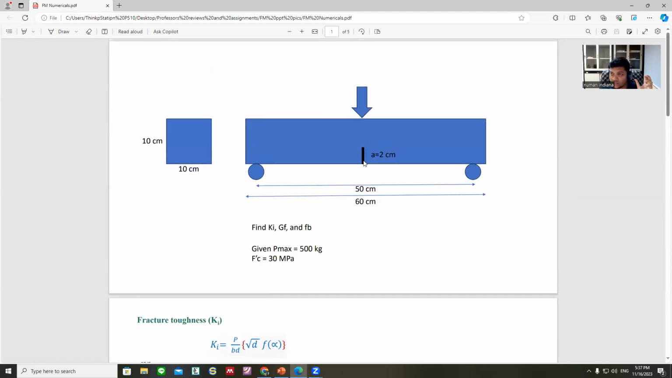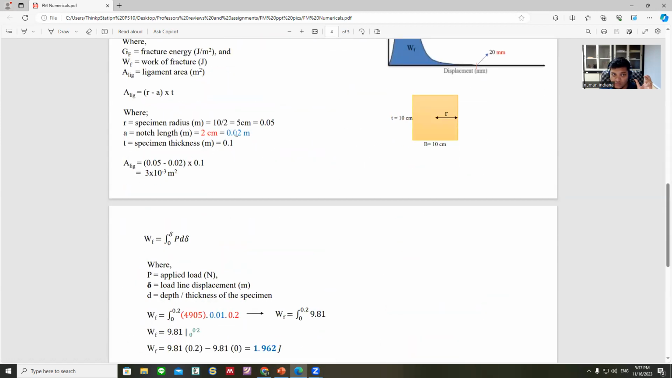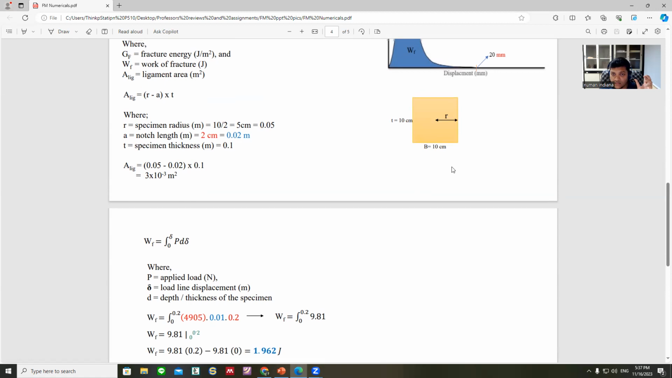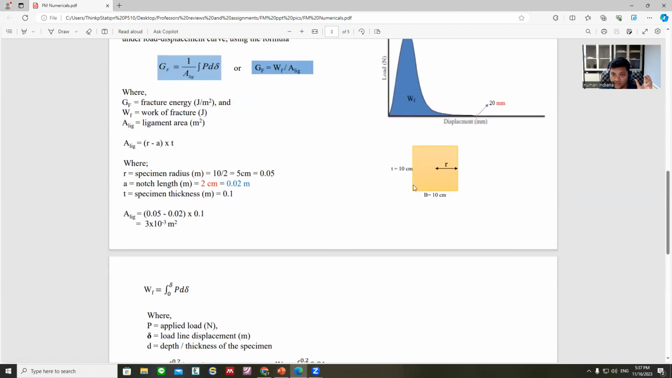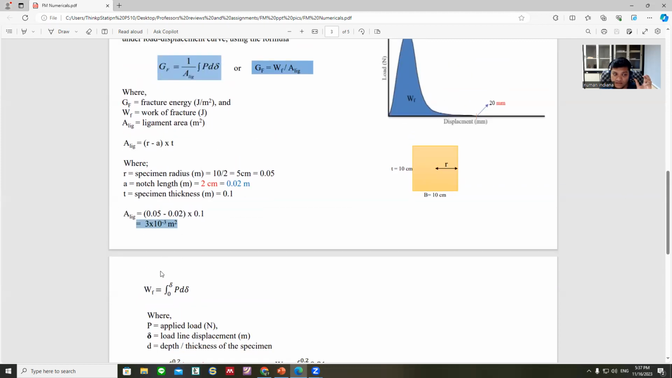A is the notch length, the crack length, which is 2 centimeter, equal to 0.02 meter. T is the thickness or the depth. So thickness is 10 centimeter, so 0.1 meter. So put it in the formula, and the ligament area is calculated as this. So this ligament area is equal to 3 into e power minus 3 meters square, because we converted everything into meters.